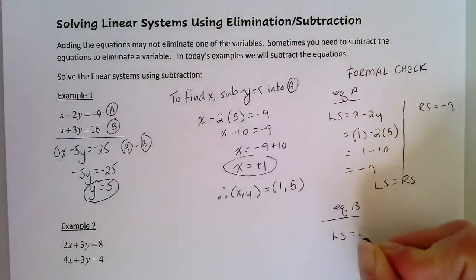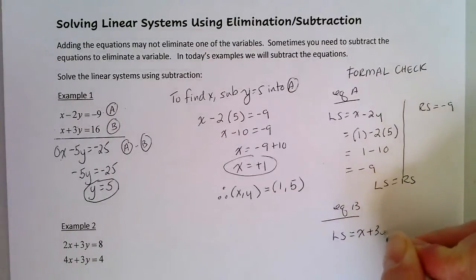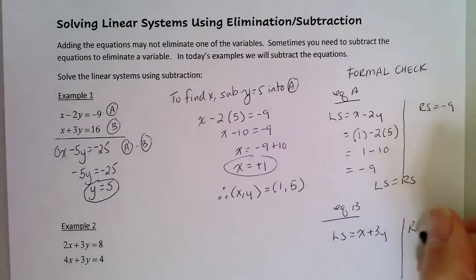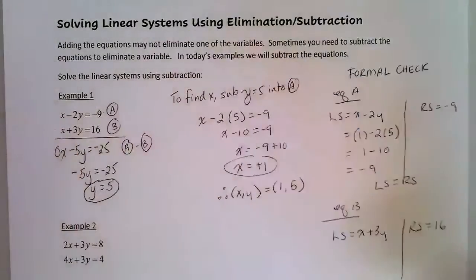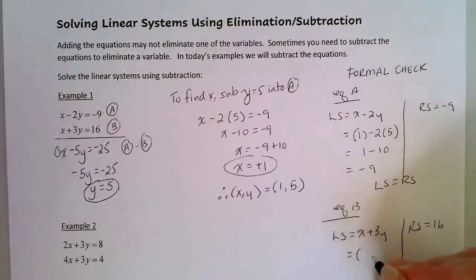So here, the left side is equal to x plus 3y. I'm always starting off with the original equation, the way the line was presented in the original equation. So we're going to replace x with 1.